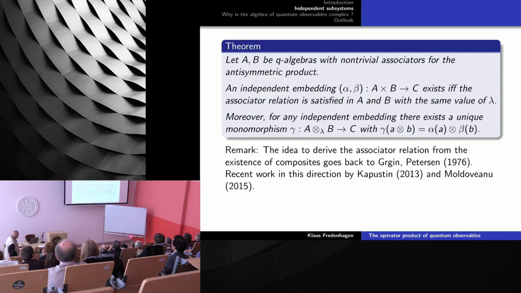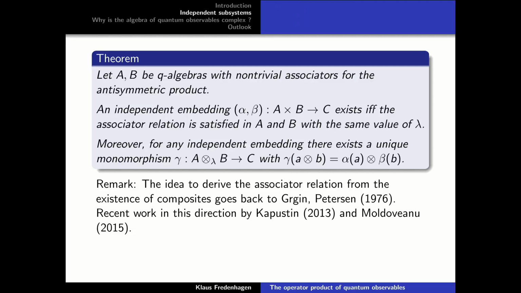So what is the conclusion? The conclusion is the following theorem: let A and B be Q algebras with non-trivial associators for the anti-symmetric product. Then an independent embedding, alpha beta, of the two systems in a third system C exists if and only if the associator relation is satisfied in A and B with the same value of lambda. And moreover, for any independent embedding, there exists a unique monomorphism gamma, which maps this tensor system, A tensor index lambda B, to C, where gamma of A tensor B is just alpha of A tensor beta of B.